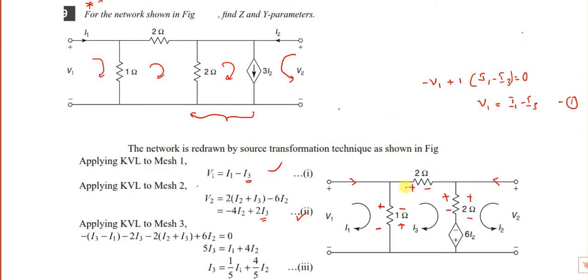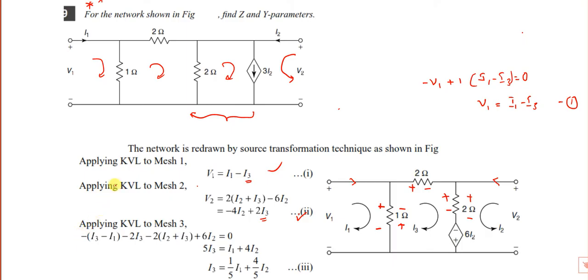Okay. So now I am applying KVL for mesh 3. In mesh 3, you can start from 1 ohm. I'm considering plus first, but different authors use a different convention. They are using minus, minus, last plus. Now instead of that I'm using plus, plus, plus, minus. So I will change here.